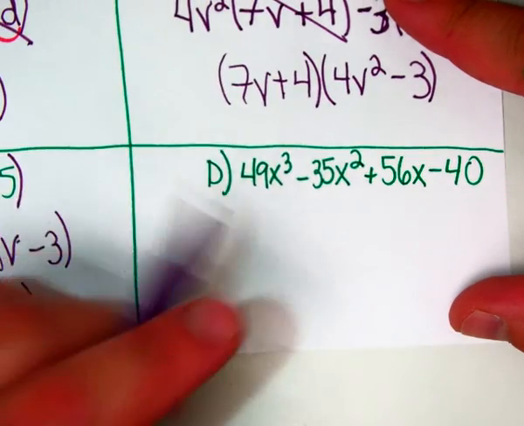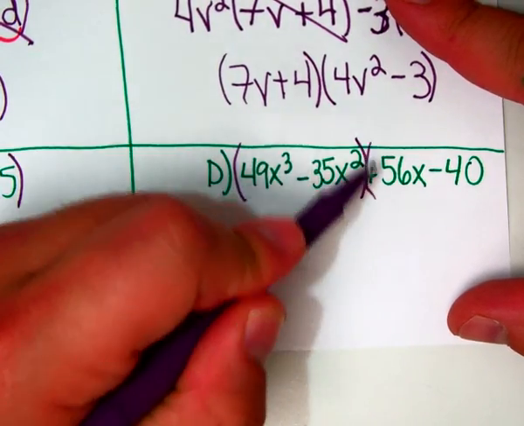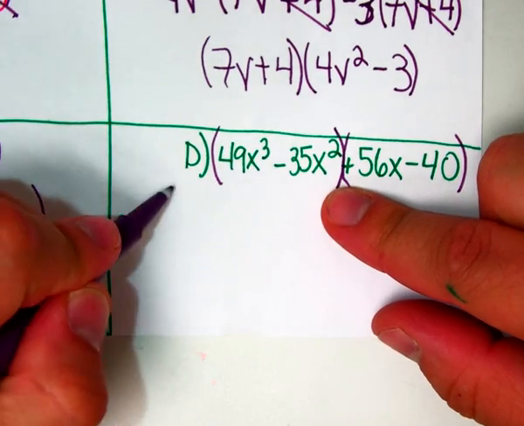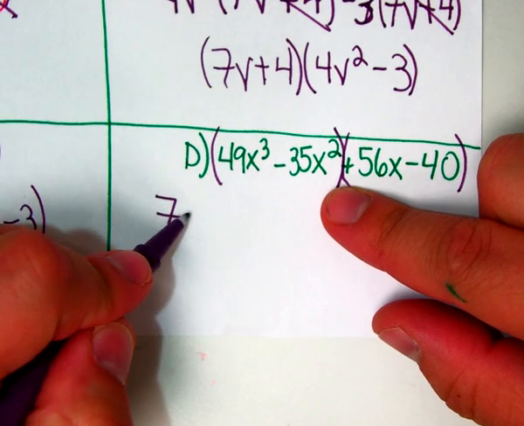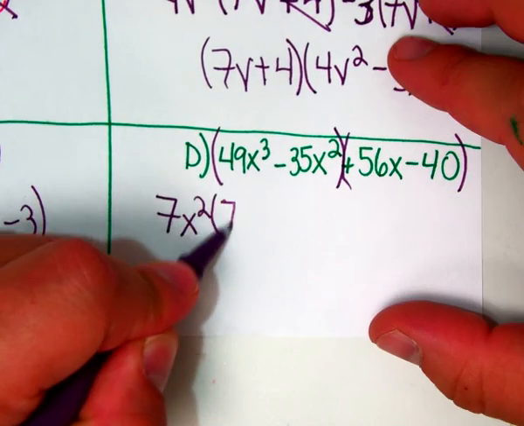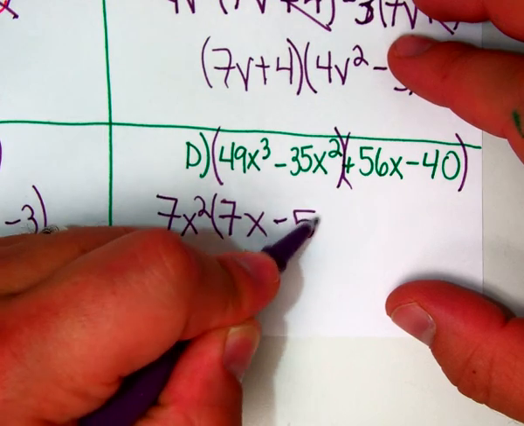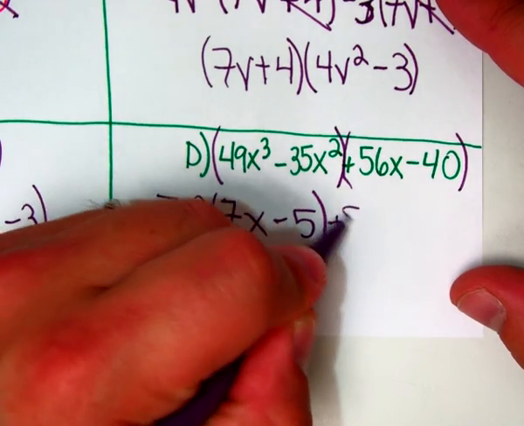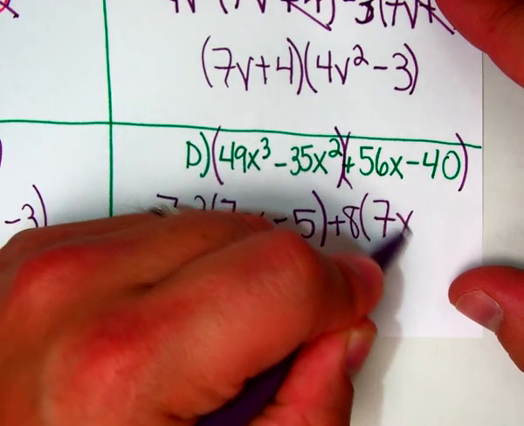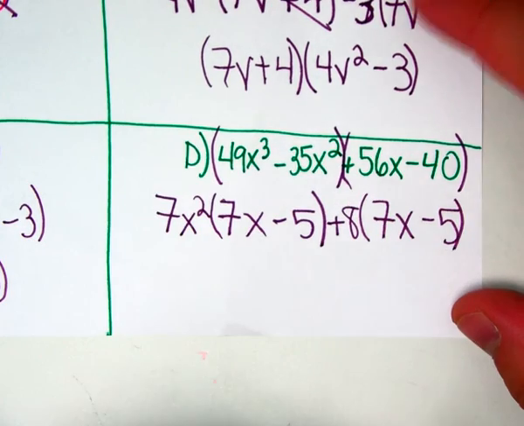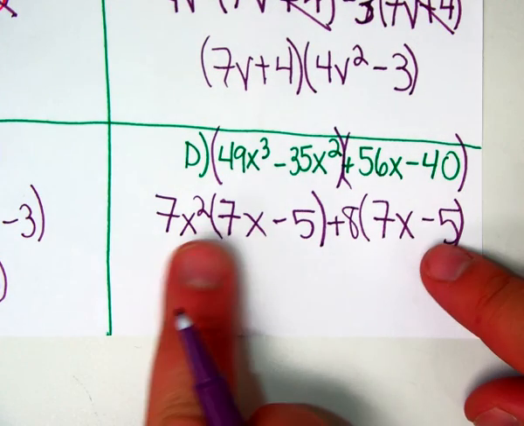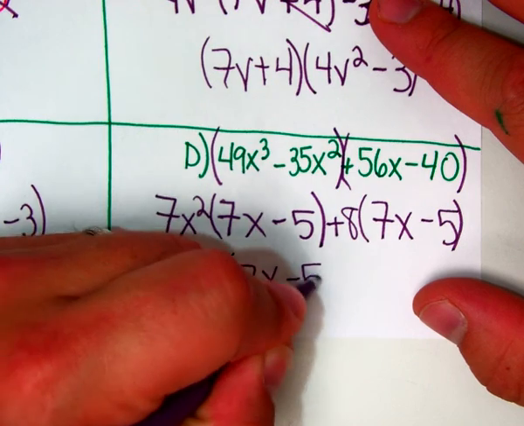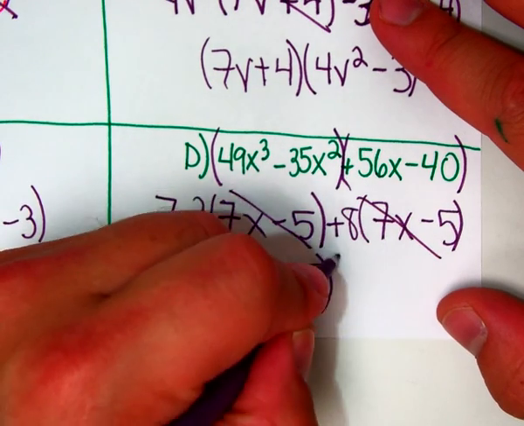Last one, these are some bigger numbers, but still the exact same process. Biggest value I could divide 49 and 35 by is going to be 7. They have two x's in common. It's going to leave me with 7x minus 5. And then 56 and 40, the biggest value I can divide both of these by is 8. And that's going to leave me with 7x minus 5 again. Once we've done that, you'll see again, we've got two binomials that are identical to each other. So let's factor out that 7x minus 5. Take that away, and we are left with 7x squared plus 8.